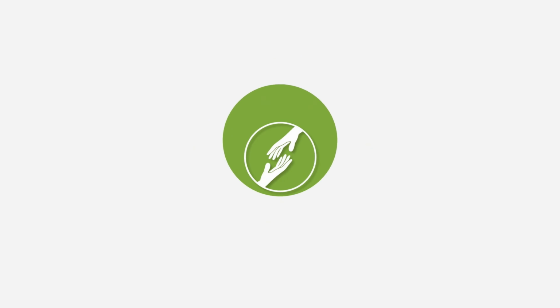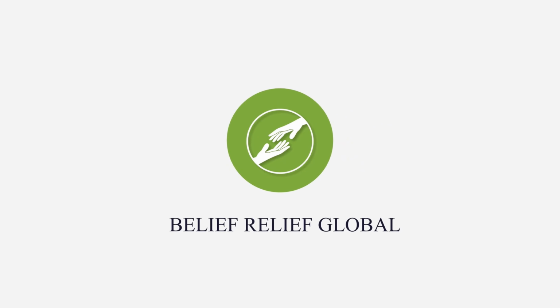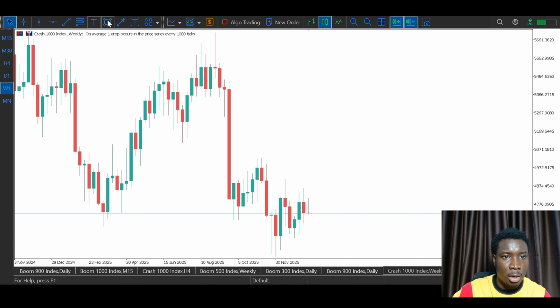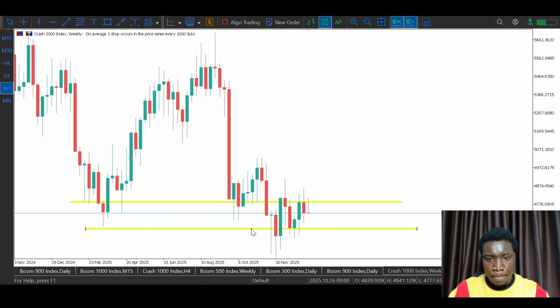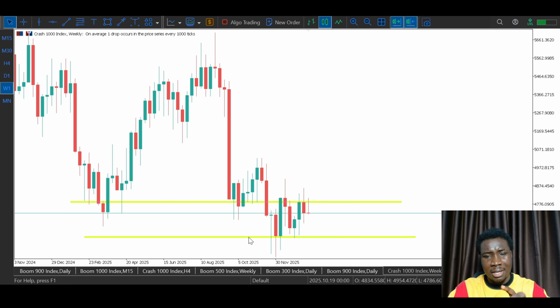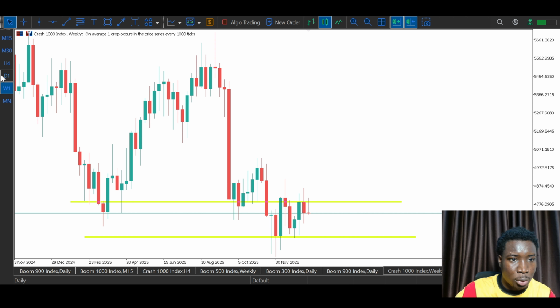So next up is Crash 1000. This is a market that I'm currently looking at. So first thing first, we'll mark out the bigger picture. All right, so this market is bouncing off here. I'm expecting it to come back here, and it has been in this range for, let's say, about 2 months now. Yeah, 1, 2, 3, 4, 1, 2, 3, 4. So it has been in this area for about 2 months.